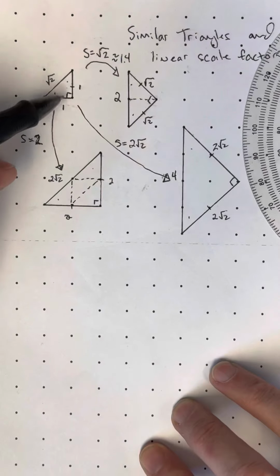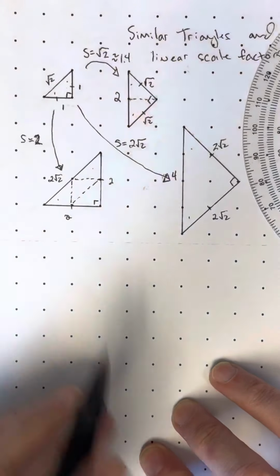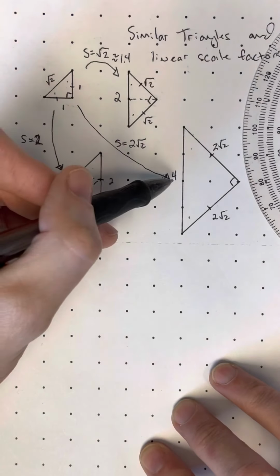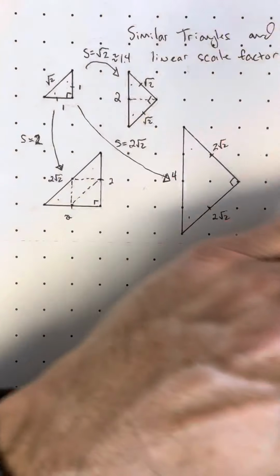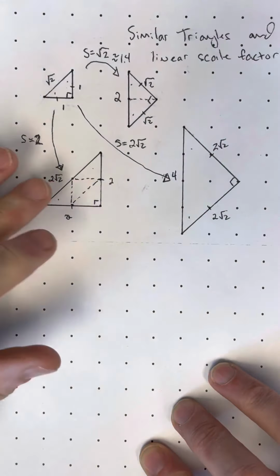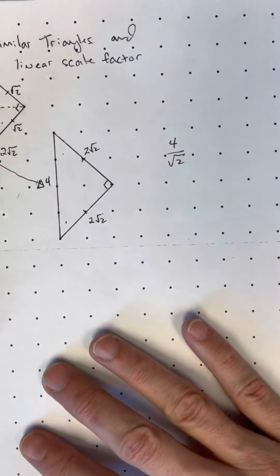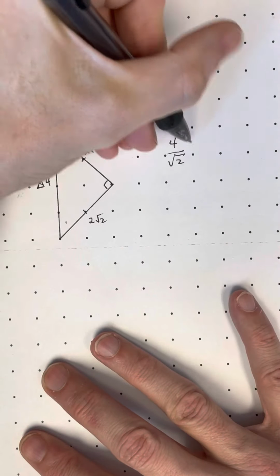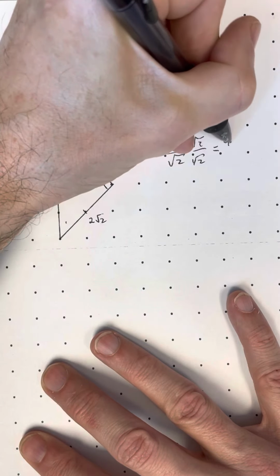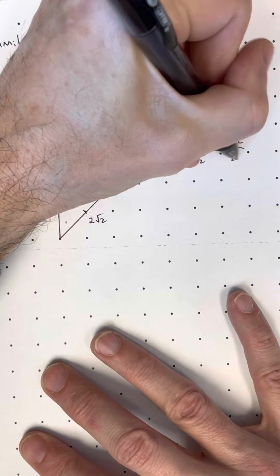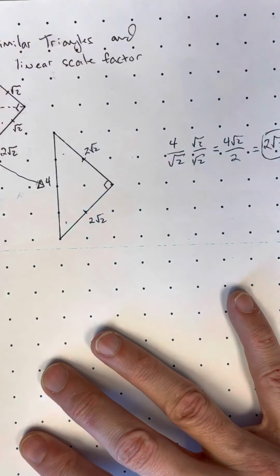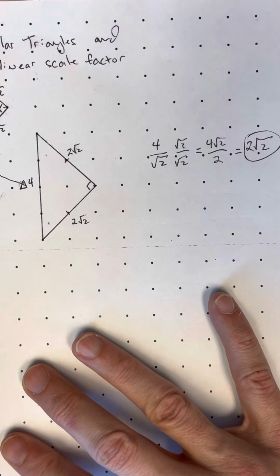So if you have a side 1, then what it corresponds to is going to be your scale factor. Notice if I do the other one, square root of 2 corresponding to 4, I would have to do the calculation 4 divided by square root of 2. And that calculation would be, you multiply both top and bottom by square root of 2 over square root of 2, and you get 4 square root of 2 over 2, so you get 2 square roots of 2. Okay, so you can do it that way.